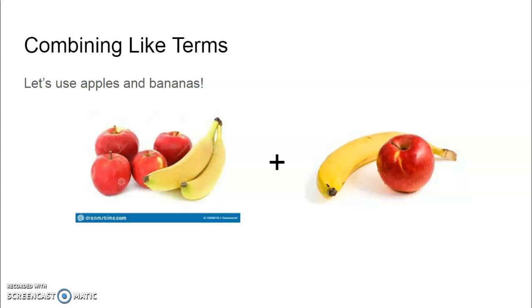So in algebra, we use variables to represent various objects. In this case, I'm going to use an obvious one. I'm going to use A for apples and B for bananas. So you can see if we're writing this algebraically, this is what this looks like. We've created an algebraic expression to represent this picture. All right, so the one on the left is 4 apples plus 2 bananas, or we would write it as 4A plus 2B. And on the right, it's 1 apple plus 1 banana.